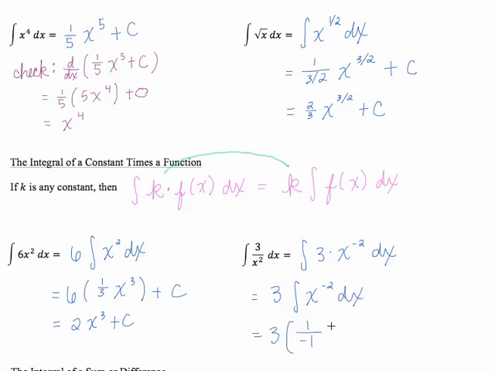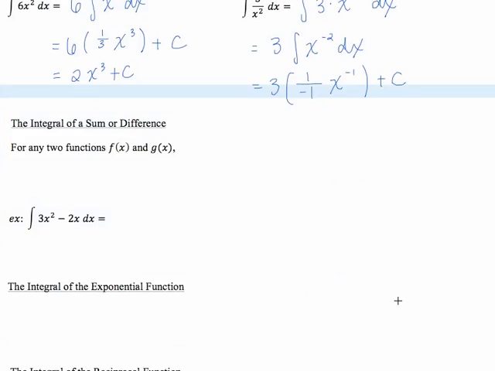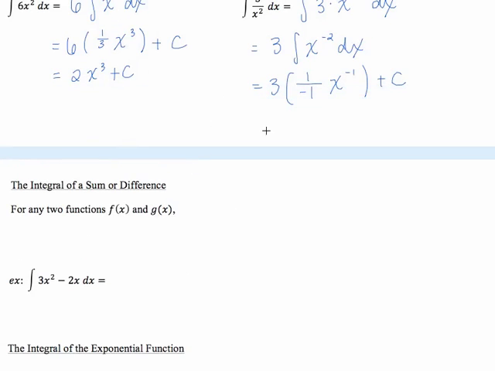So we have 1 over negative 1 times x to the negative 1 plus c. Or if we simplify that, it comes to negative 3 x to the negative 1 plus c. Or you could go back and write it as negative 3 over x plus c.